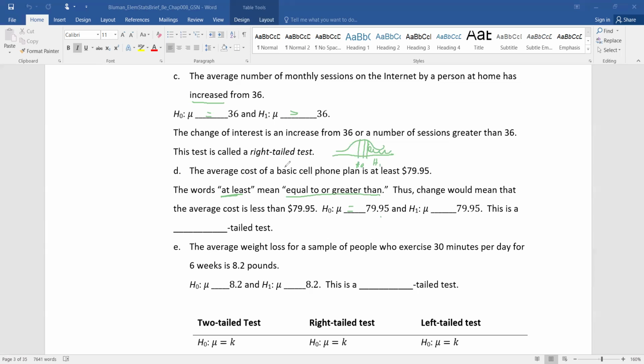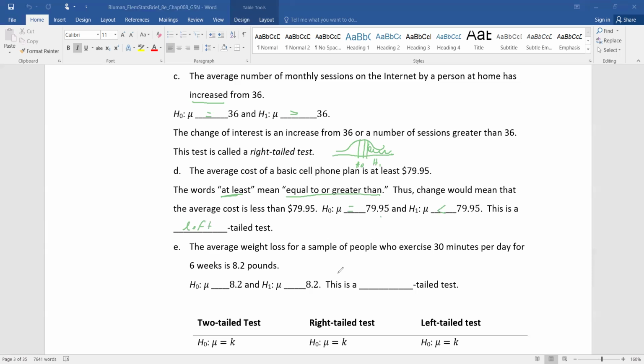So again, we're saying the average cost of a basic cell phone plan is at least 79.95, so it could be this or more. So we find out that anything less than 79.95 would be a dramatic change. So again, the statement says at least this amount, so that would mean this amount or greater. So the alternative hypothesis to disprove this has to show that the mean is less than 79.95. And again, our null is always going to be equal to. And because it's a less than, this would be considered a left-tailed test.